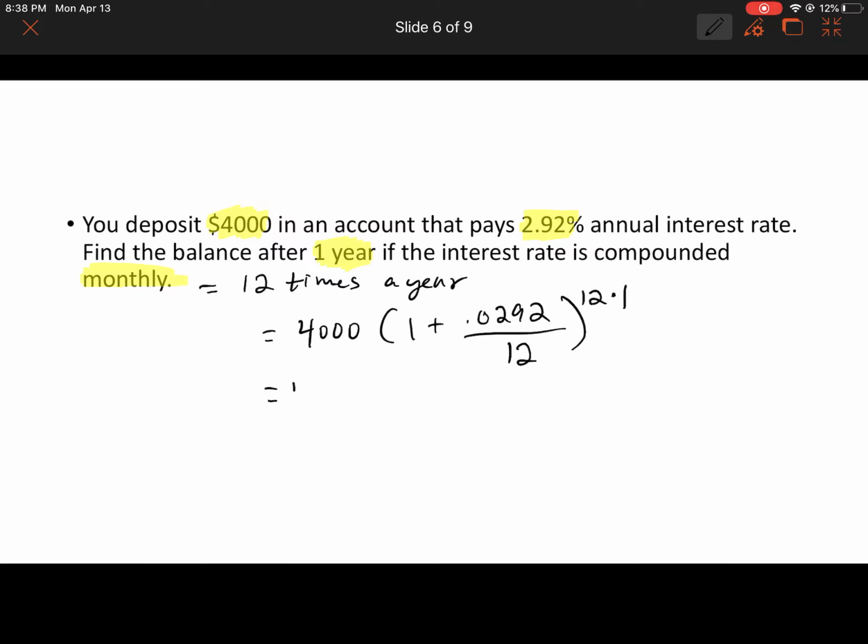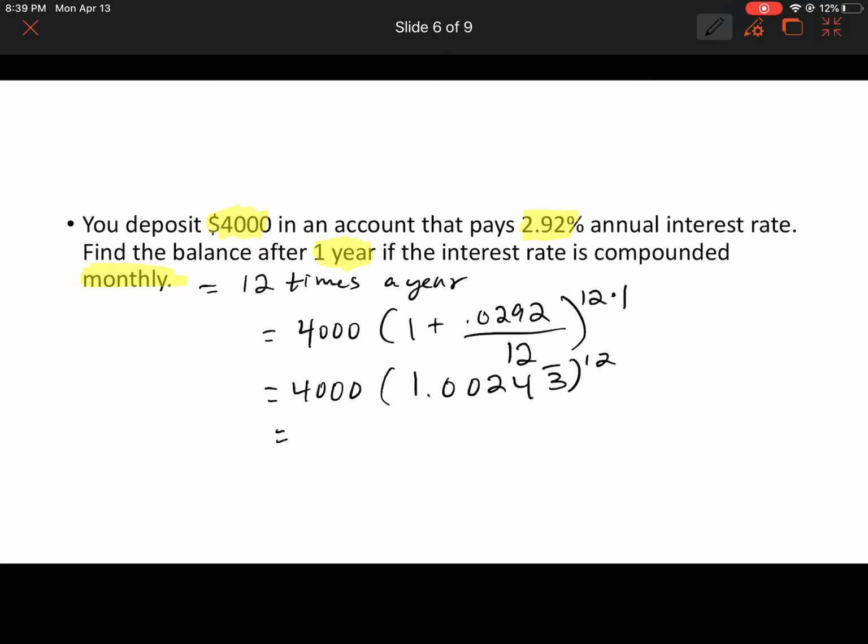Okay, so I'm gonna rewrite it. $4,000 stays the same. I'm gonna do the math on the inside. Okay, 1 plus 0.0292 divided by 12. Let me see. 1 plus 0.0292 divided by 12. This is roughly going to be around 1.00243, where 3 repeats. 12 to the power of 12 times 1 is 12. So we're going to leave that power there. And then we are going to calculate this value.